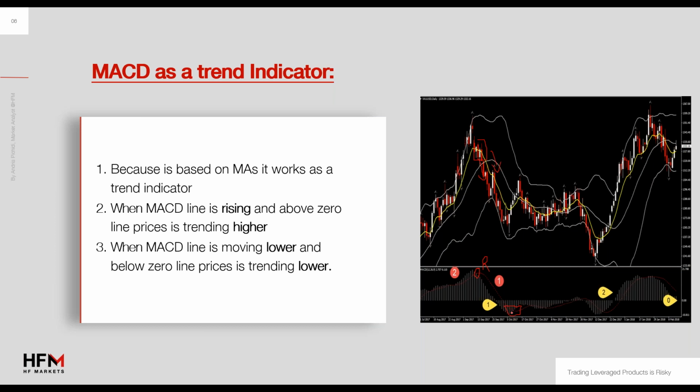going above the signal line, and at the same time we have found a support level. 1, 2, 3, 4, 5 days in a row, the asset wasn't able to extend further to the downside. It was stuck over here. So that, in combination with the histogram going above the signal line, was the indication that this decline might run out of steam, and we might see the reversal. And indeed, this is what we have seen.